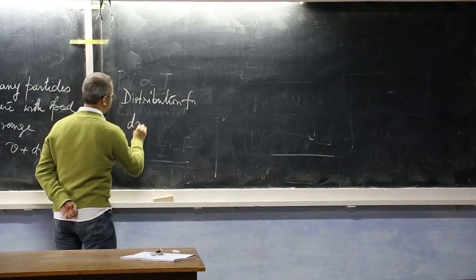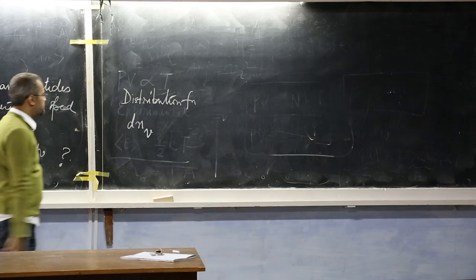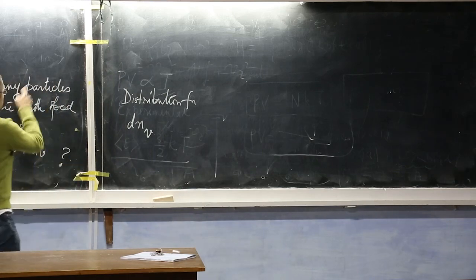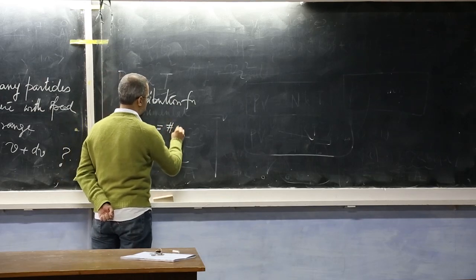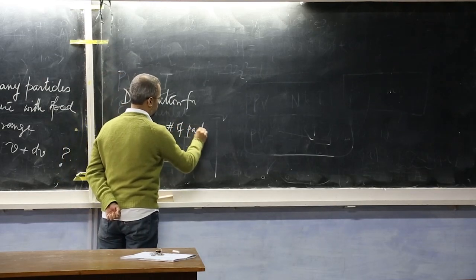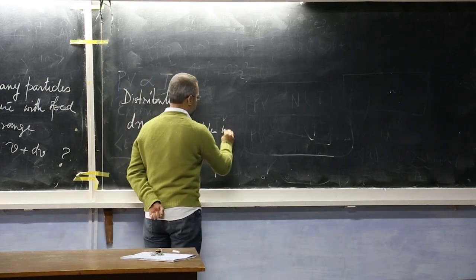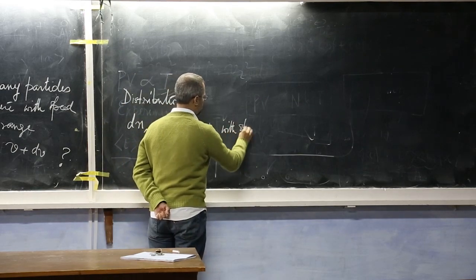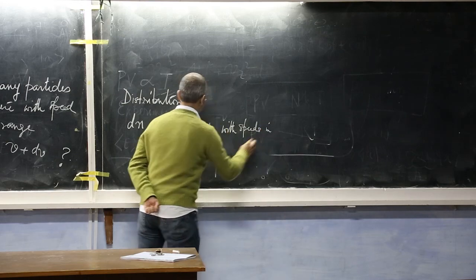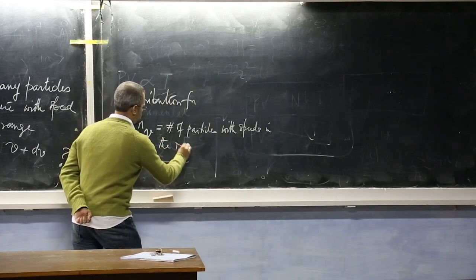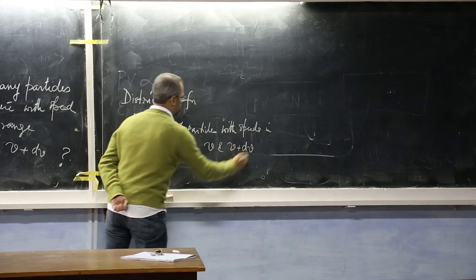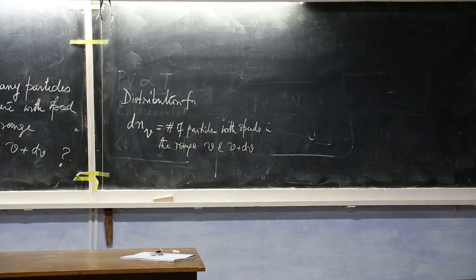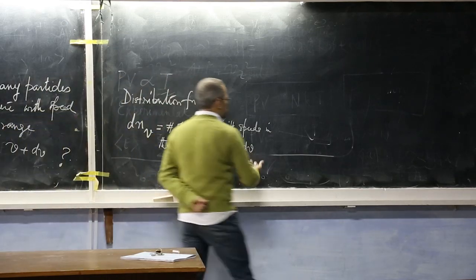And it's denoted as dnv. So dnv is the number of particles with speeds in the range v and v plus dv. Now, the range of velocities goes from 0 to infinity.